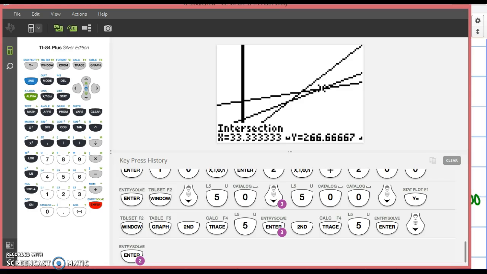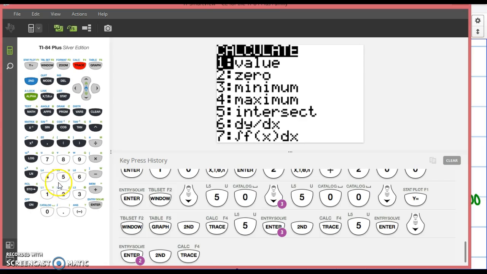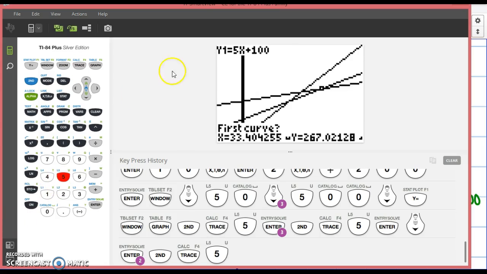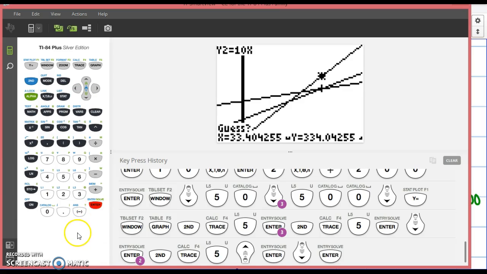Last but not least, second, calculate, intersection. I don't want to use the first curve, so I'm going to scroll up. Third curve. Yep, that's what I want. I want the third curve and the second curve. So enter. I don't want the first curve, so I'm going to go down. Second curve, enter. Yes, hit enter. What's the intersection between my second and my third curve at the top of that triangle? It is (25, 250).